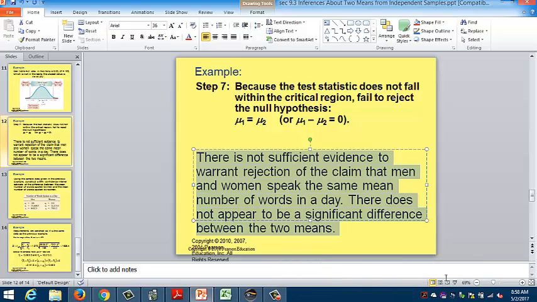Anytime you see fail to reject, we're going to start off our claim with there is not sufficient evidence. There's not sufficient evidence to warrant rejection of the claim that men and women speak the same number of words in a day. There does not appear to be a significant difference between the two means. Did we prove there's no difference? No, we can't prove that. But we haven't found evidence to say there is a difference, right? This is how statistics works. You can reject a null hypothesis, but you can't prove it.